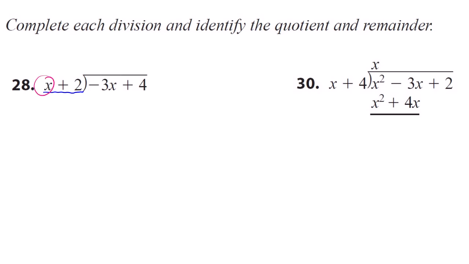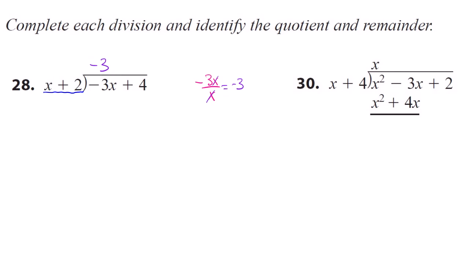Just like if we're doing long division with numbers, we think about how many times this divisor goes into the first number. So now we're going to say, how many times does x go into negative 3x? We're basically doing a little individual negative 3x divided by x in our head. So negative 3x divided by x is just negative 3, because the x's cancel out. So that's what we put on top.